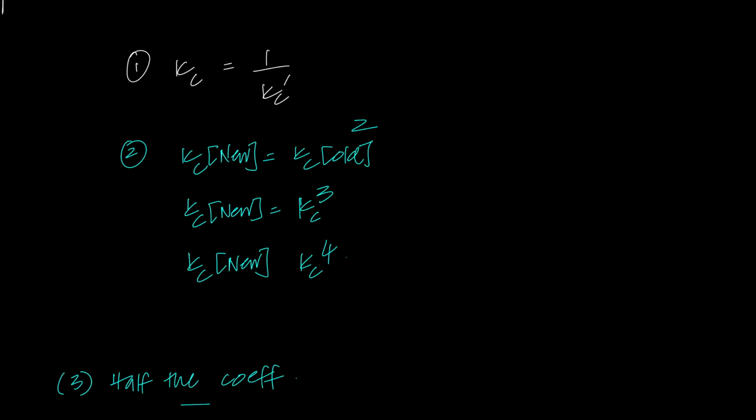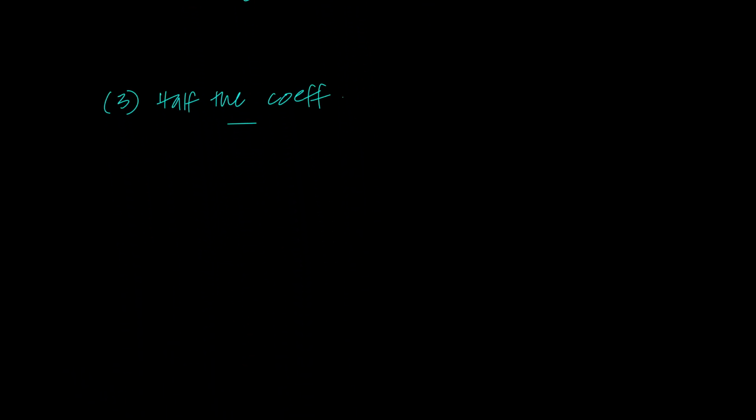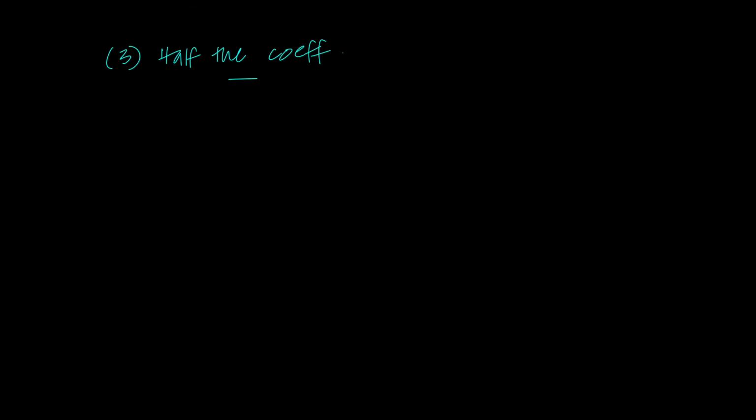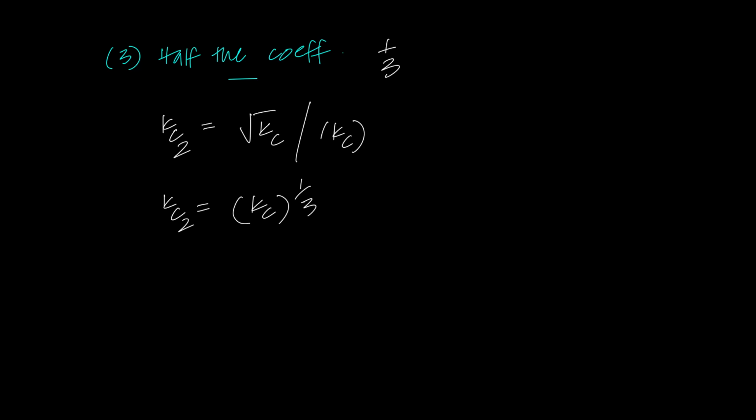If doubling the coefficient had a squared effect, yes, Sarah, you are absolutely right. If I halve the coefficient, the new Kc, which I'm calling Kc2, would be equal to the square root of the old Kc. And if I take one third of the coefficients, then the new Kc would be the cube root of the old Kc, right? The square root can also be written as Kc to the power 1 over 2. Similarly, 1 over 3 can also be written as a power.